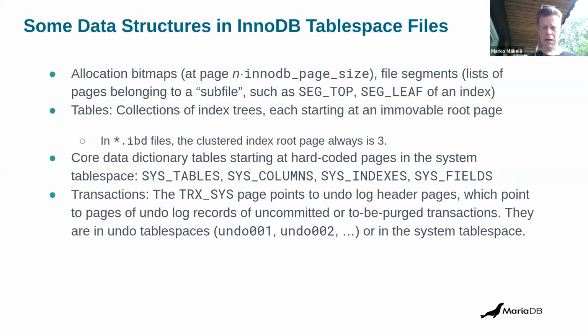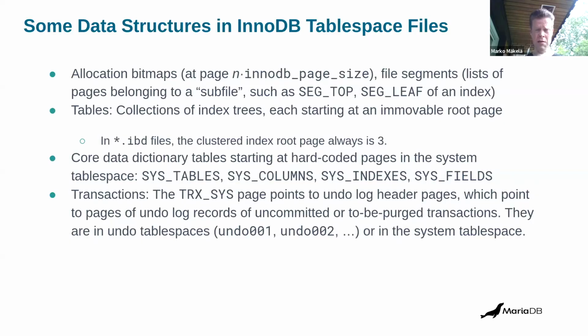For the data dictionary, we have some hard-coded index trees inside the InnoDB system tablespace. These 4 tables that contain the definitions of tables, columns, indexes, and fields are hard-coded. And there are also some other system tables like SYS_FOREIGN, which contain foreign key metadata. And the table definitions for these tables are stored in these 4 tables normally, just like any user table definition would be.